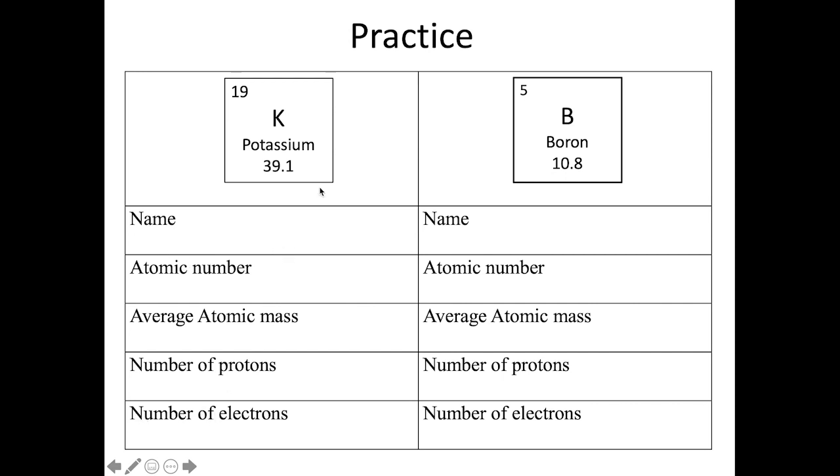Sometimes we're going to have a charge, positive or negative, that's going to be related to the number of electrons. So here we've got potassium. The atomic number is at the top, so that's 19. Our average atomic mass is going to typically be at the bottom. My number of protons is going to be 19. And then my number of electrons is also going to be 19 because it's a balanced atom.